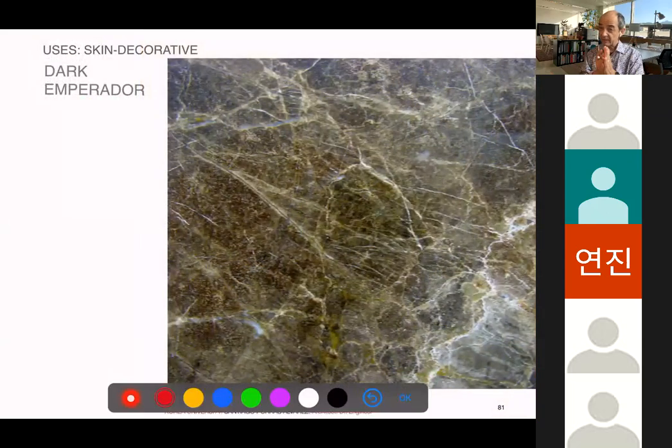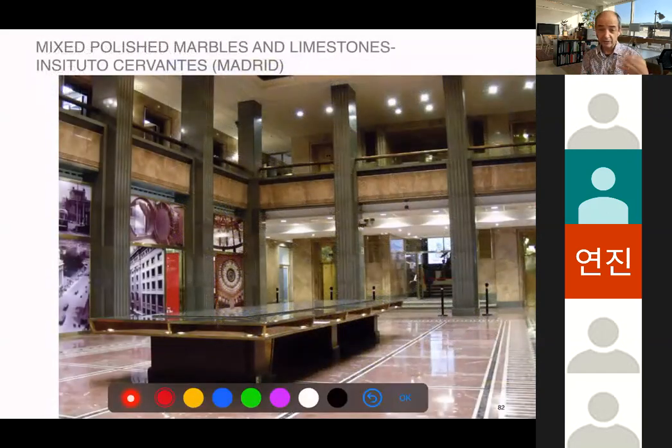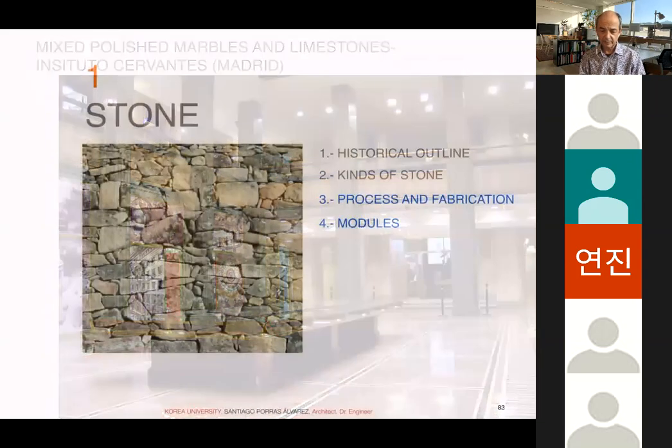And again, remember this is metamorphic stone, so many of those are in between limestone and marble, but they are more close to being 100% crystallized. So the quality varies a lot. And of course, that variation of colors can be used for interior decoration. In this case, I chose one classical example in Madrid.